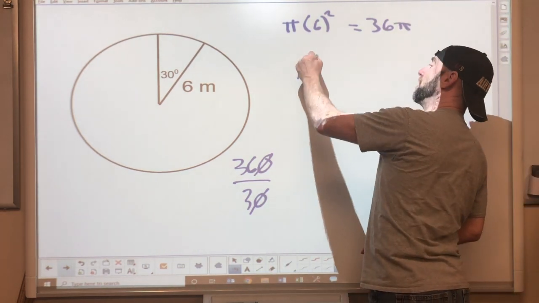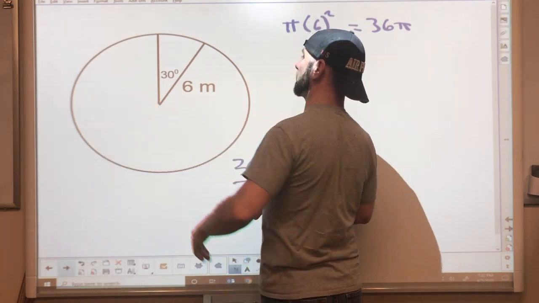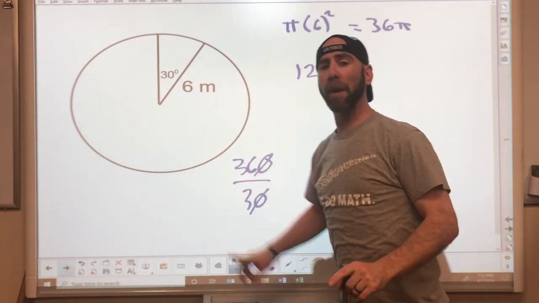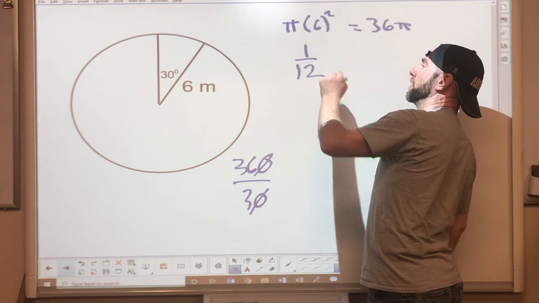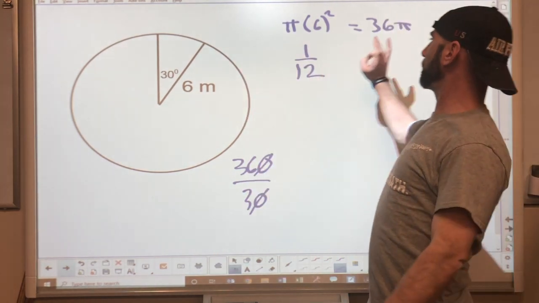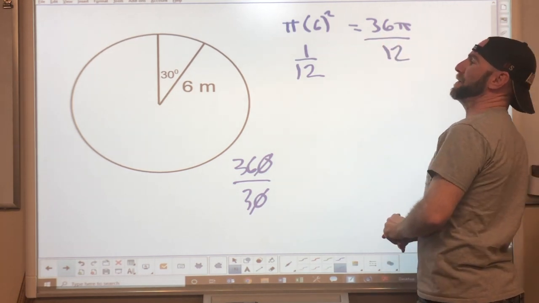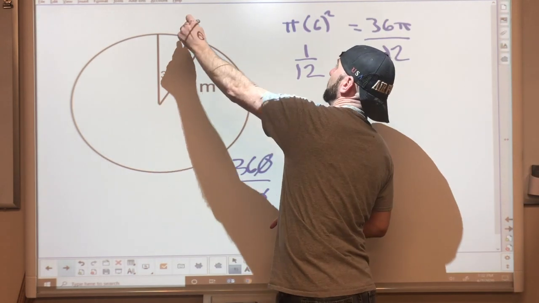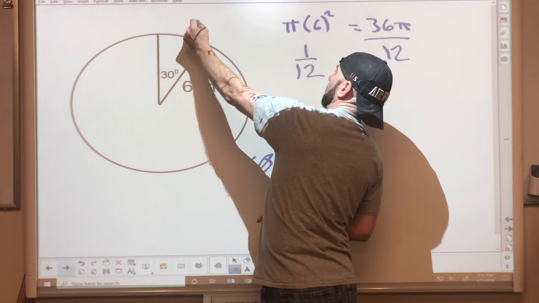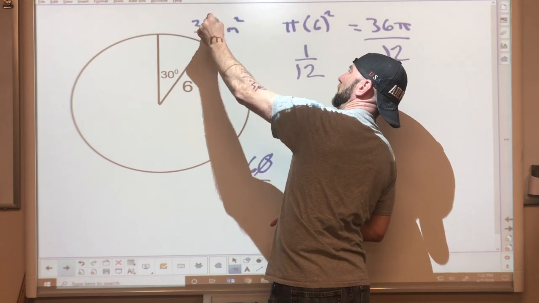So there are 12 pieces this large in the entire circle. So that slice represents 1/12 of the entire circle. So step 3, divide your full area by 12. So how big is this little slice? 3 pi meters squared.